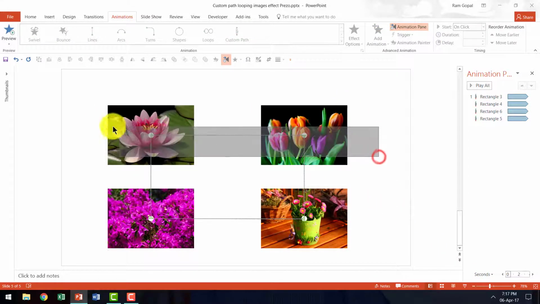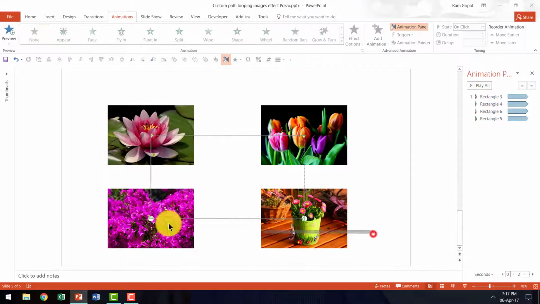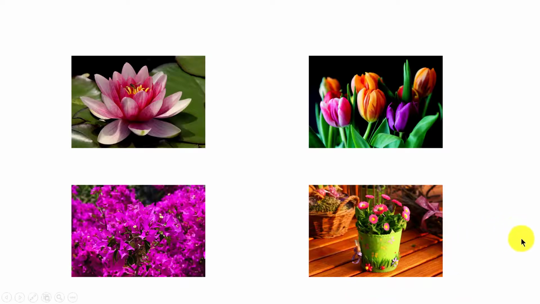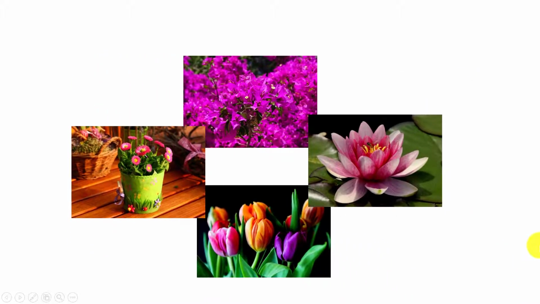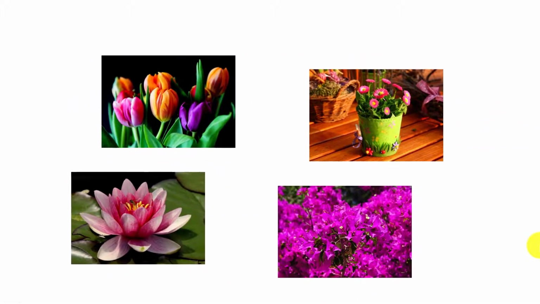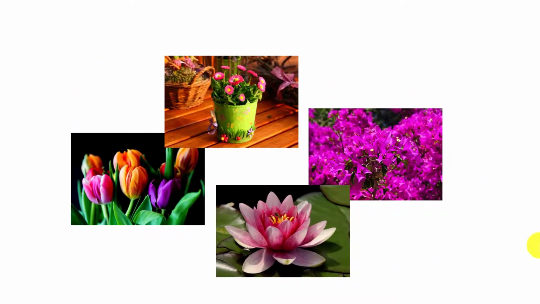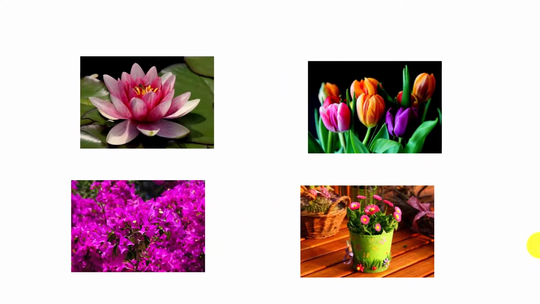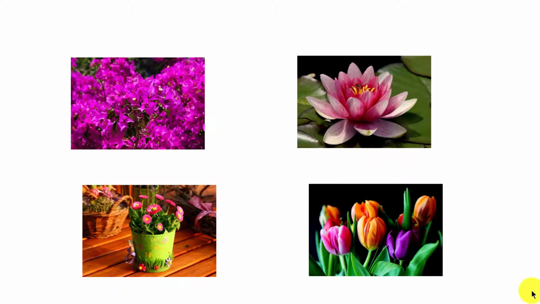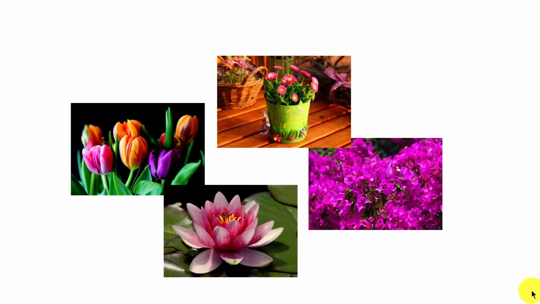Now you can safely remove these white circles so that they don't distract the audience. And now when you go to the slideshow mode, you will see that the movement is fairly smooth, and they are not going to stop anywhere because there is no smooth start, smooth end, and there is a repetition that is happening till the end of slide. I hope you really liked this custom path looping images effect.